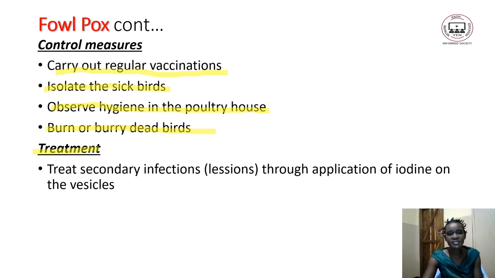In terms of treatment, we can only treat secondary infections. For example, lesions, just by applying iodine on the vesicles. As already mentioned, one of the symptoms of fowlpox is formation of lesions, so we can just treat those lesions by applying iodine.